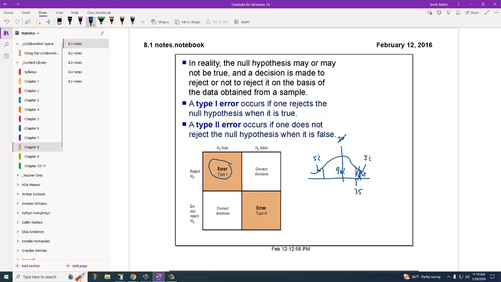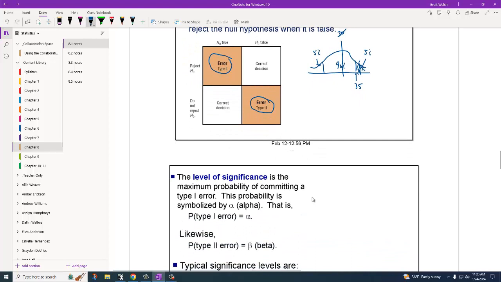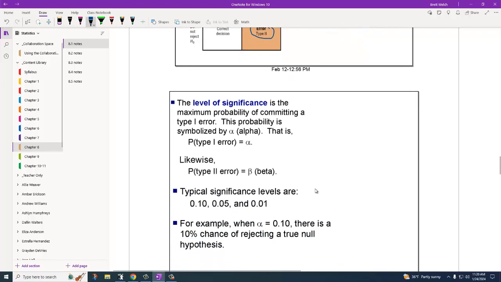The other type is maybe I make my region over here really small. Maybe I go to 99%, and I end up keeping the null hypothesis, not rejecting it when I should, because I made the region so wide in the middle that I made it almost impossible to reject the null hypothesis. Those are a couple of things we worry about. It's like the concept of a false positive or a false negative. Those kinds of is it really true, is it not true? Sometimes we reject things when we shouldn't because of the level of significance we choose.